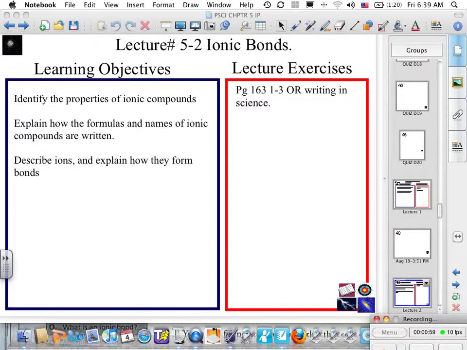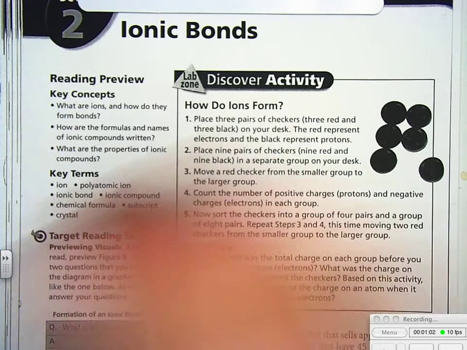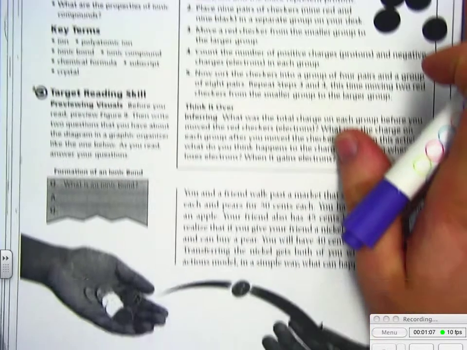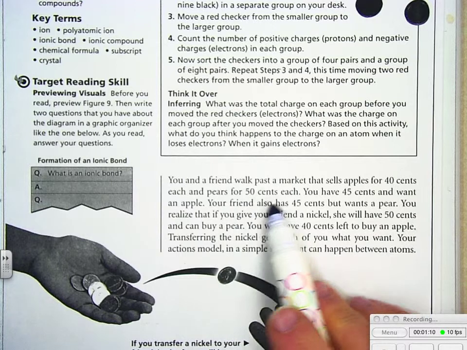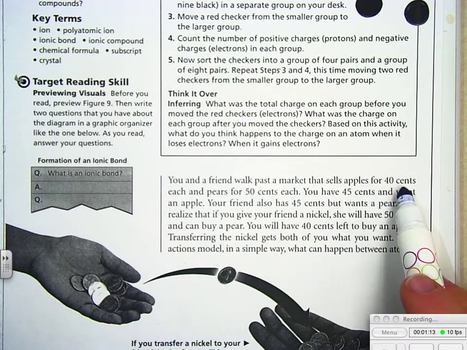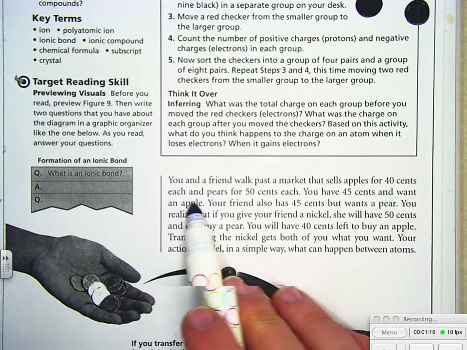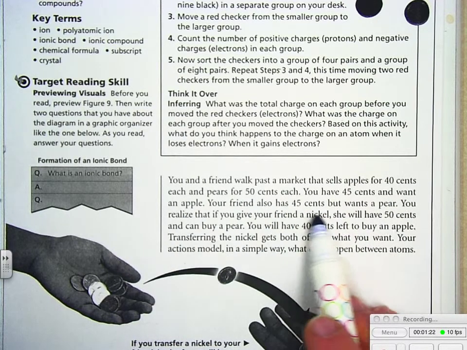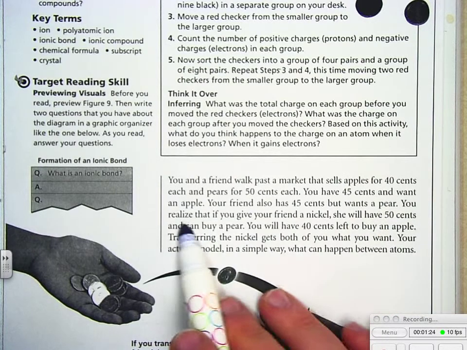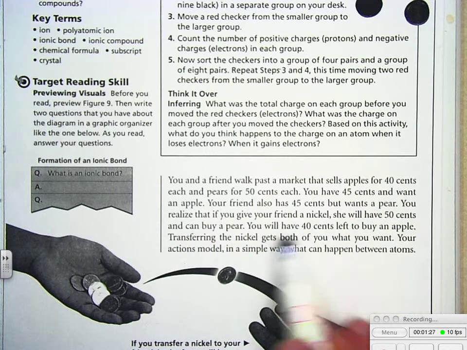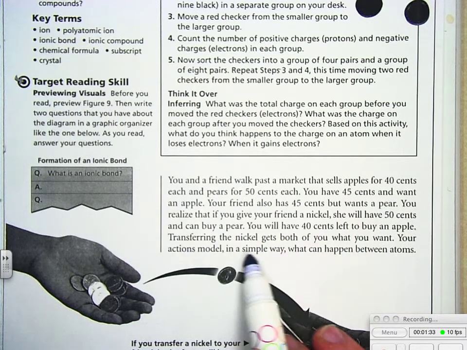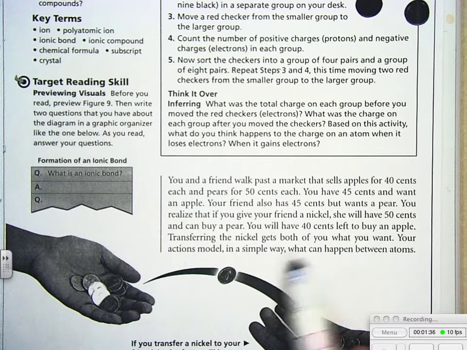Here we go. We're going to be reading today together, ionic bonds. You and your friend walk past a market that sells apples for 40 cents each and pears for 50 cents each. You have 45 cents and want an apple. Your friend also has 45 cents but wants a pear. You realize that if you give your friend a nickel, she will have 50 cents and can buy a pear. You will have 40 cents left to buy an apple. Transferring the nickel gets you both what you want. Your actions model, in a simple way, what can happen between atoms.